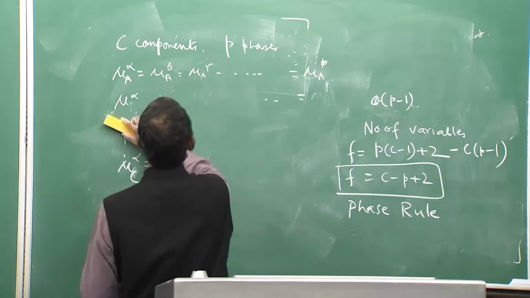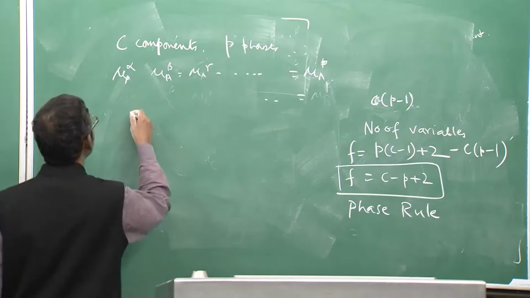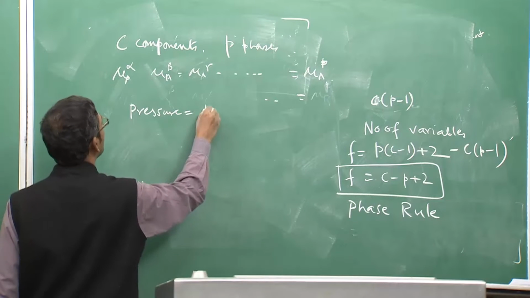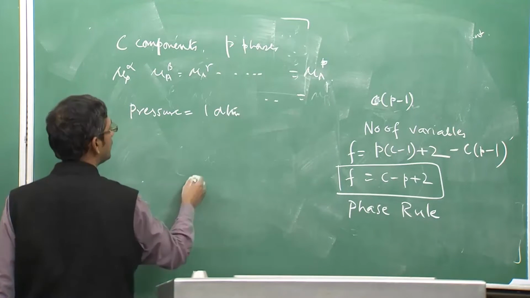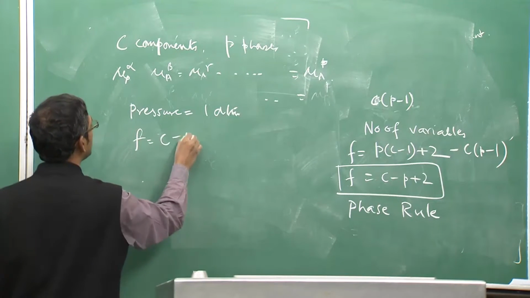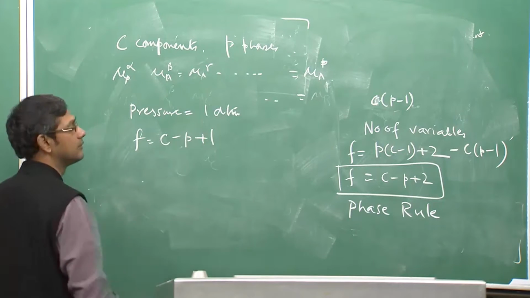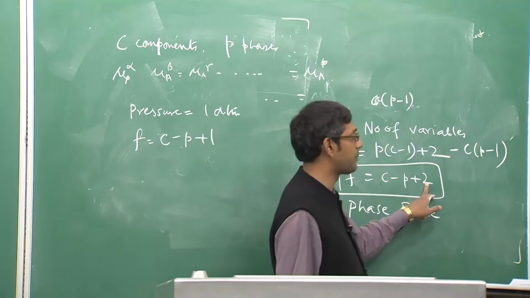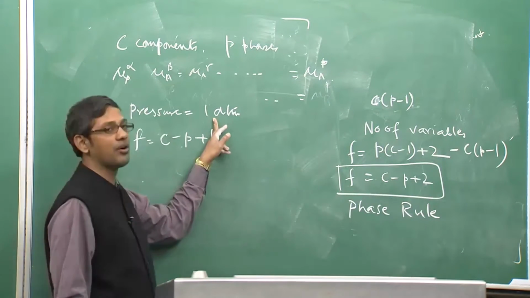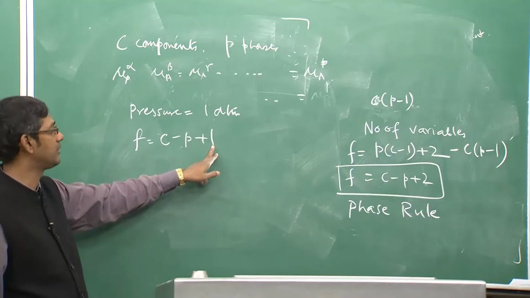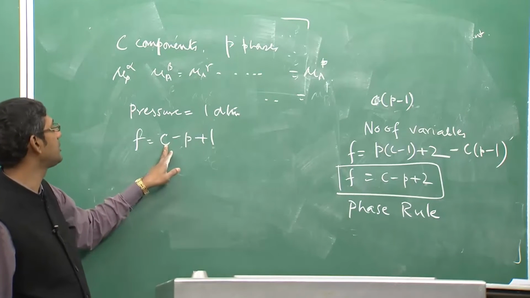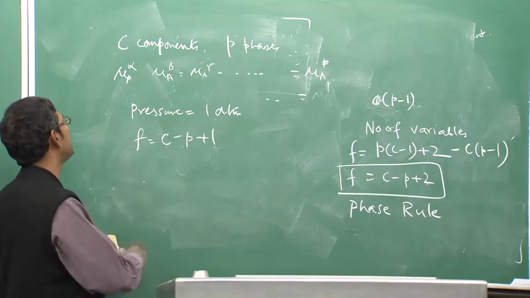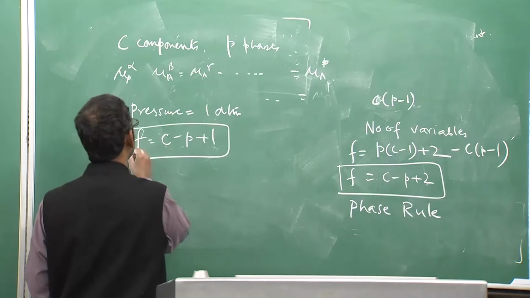Let me also tell you one thing. In metallurgical systems we consider pressure to be constant. We have already seen that pressure is always kept at 1 atmosphere. So the phase rule becomes C minus P plus 1. Out of the two variables, temperature and pressure, one is already constant, so one is free, and the free one is temperature. So composition minus phase plus 1 gives the free variables present in a system.